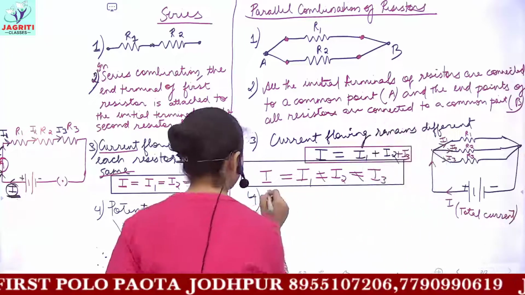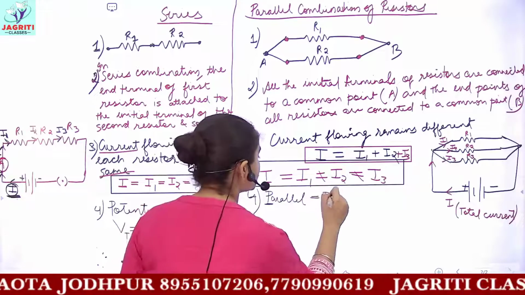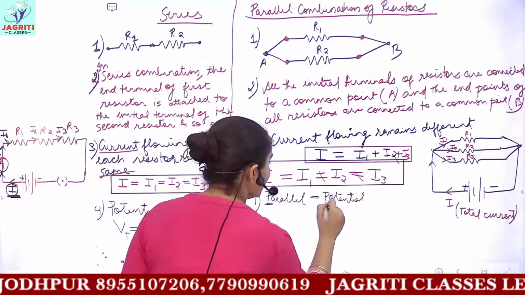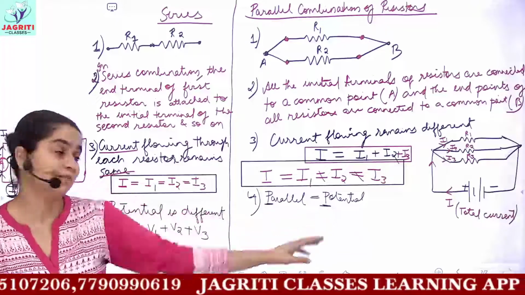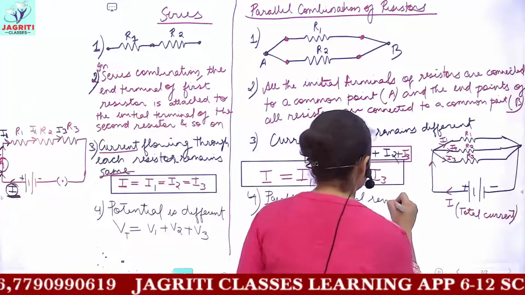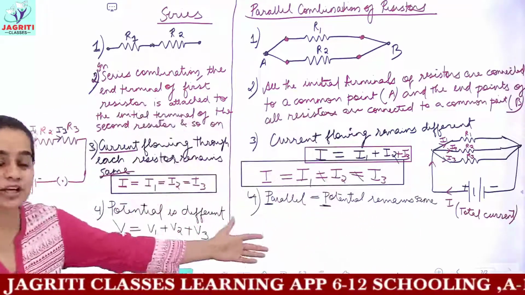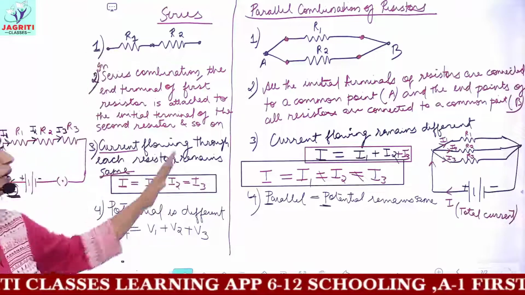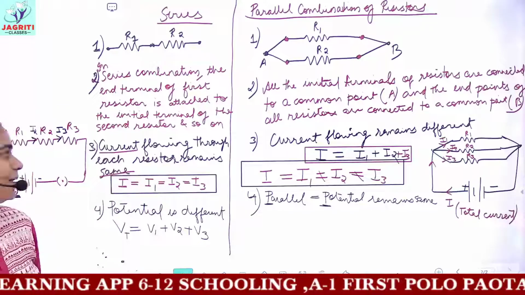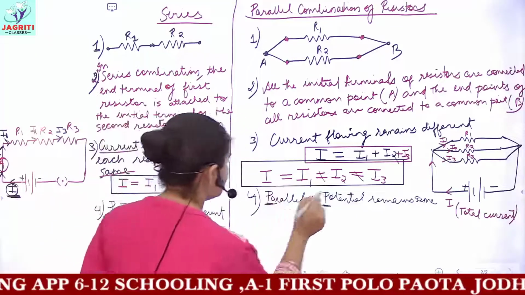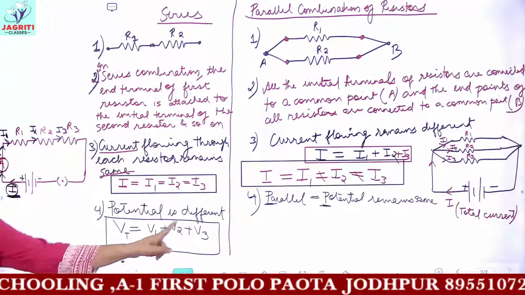And the trick here is that parallel starts with the letter P and potential also starts with the letter P. So we can say that in parallel combination, potential remains the same. So here what we will be writing is that potential remains the same when you are talking about parallel combination. In parallel, potential is the same; in series, the current is the same. Okay. Now for parallel combination, what can you write?